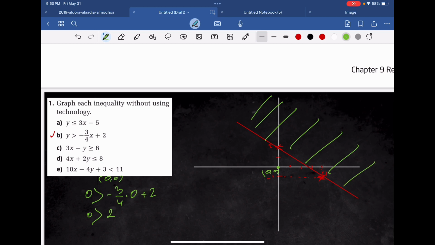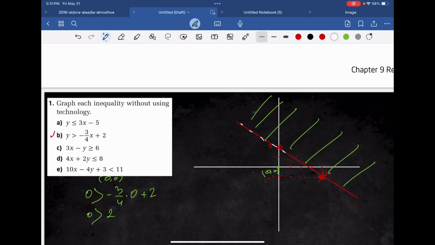Okay, now you need to be careful. My line here is a straight line, but in my equation this is not the case. It is greater than, so there is no equal. So all points on this line are not included in my equation. Okay, so I can do that with another color, for example.